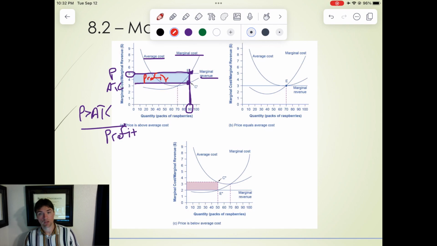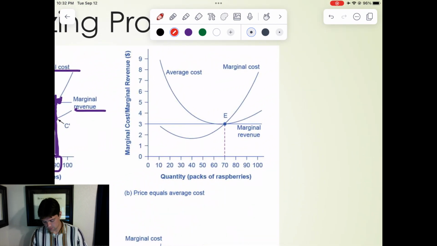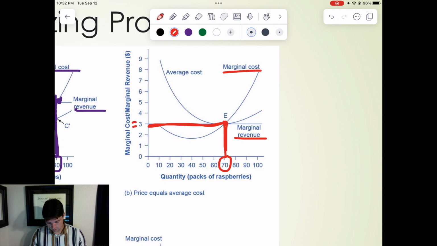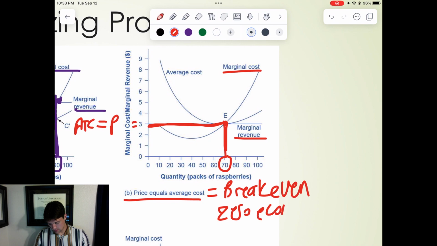What if we were to have zero profit? What would that look like? We would do the exact same steps. We would do marginal revenue equals marginal cost. That happens here. We find the quantity. We find the price. We find the ATC. And what you're going to find is that your price is also your ATC. So therefore, price equals ATC. So this is your break even, or zero economic profits.